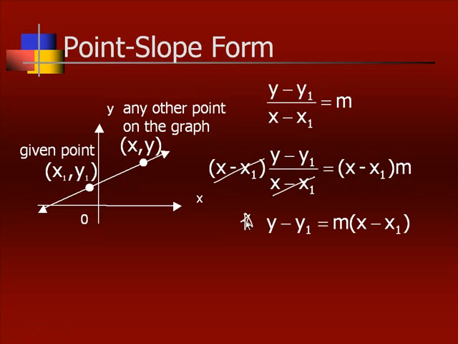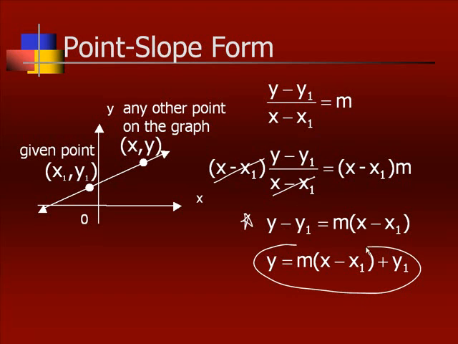This is the way most of you have probably learned your point-slope formula. Now this book will go one step further. Go ahead and add y1 to both sides. So the point-slope form that the book gives us is y equals m times x minus x1 plus y1. Add this equation, or this formula, to your list of formulas that you're going to need to know for the quiz.